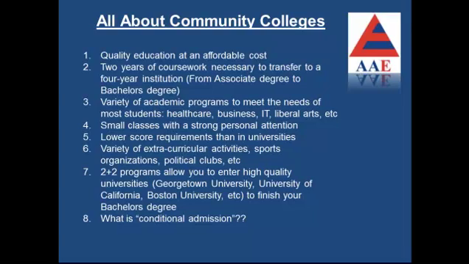So, you have a lot of choices when you go to community colleges. These 2+2 programs are what I talked about earlier. You can do 2 years of study at a community college and then transfer to a university. Some universities are listed here: Georgetown, where I studied, University of California, Boston University. These are some examples of schools where you can transfer and finish your bachelor's degree.